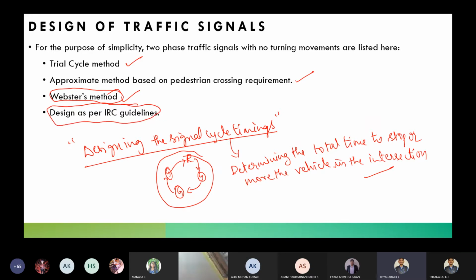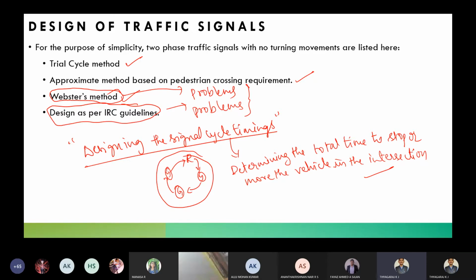So we are going to see this Webster's method and IRC method, and we will be solving problems on these two in coming classes. That is, before IA, I'm going to solve the problems on these two methods, that is Webster's method and design as per IRC guideline.